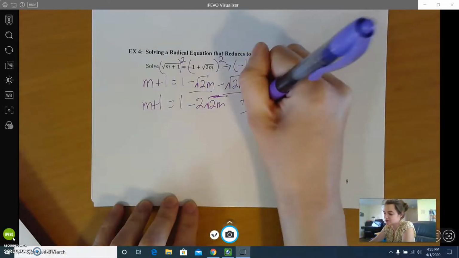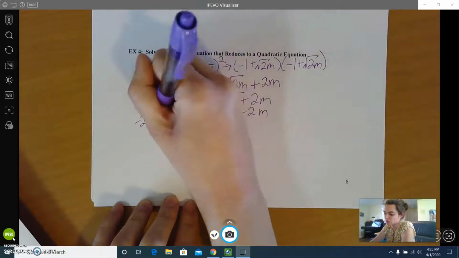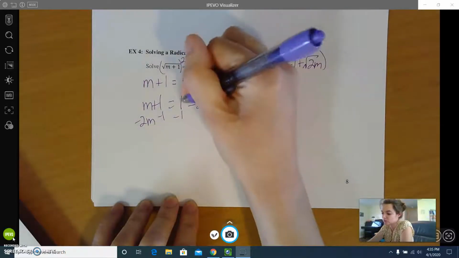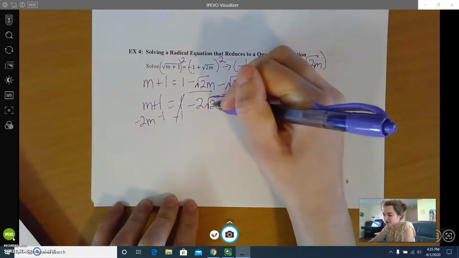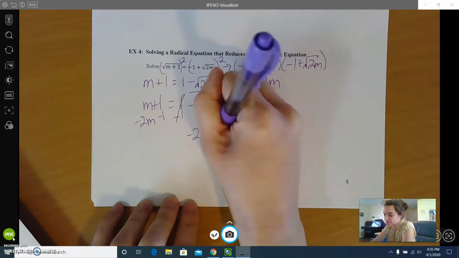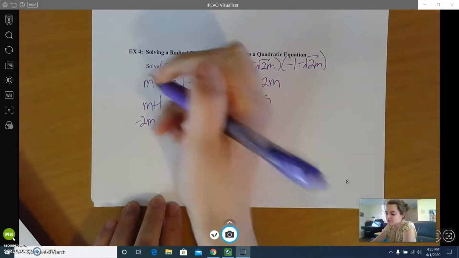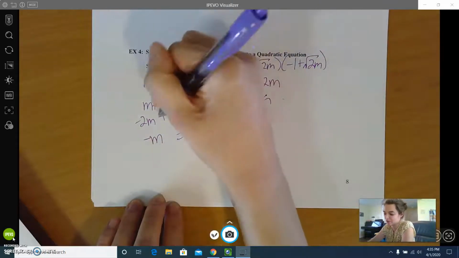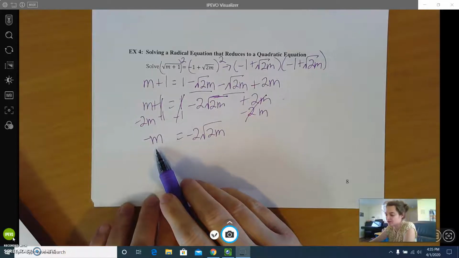To do that, I'm going to subtract 2m from both sides, and I'm going to subtract 1 from both sides, just to get that by itself. So 1 minus 1 will cancel, 2m minus 2m cancels out. On the right side, I'm left with negative 2 square root of 2m. On the left side, m minus 2m would be negative m. 1 minus 1 is 0, so I just have negative m on the left side.